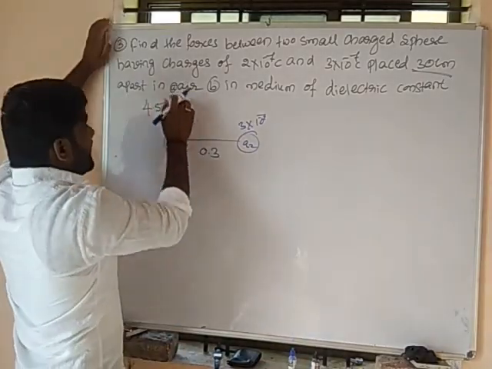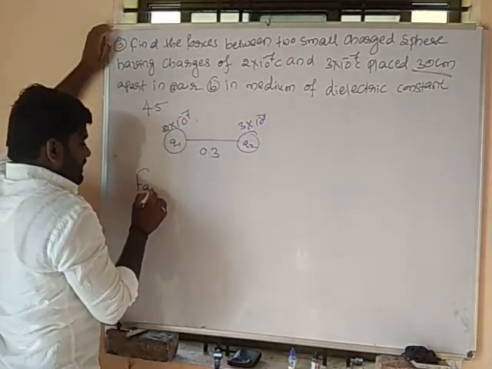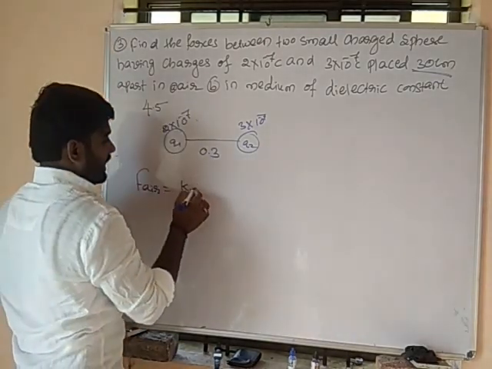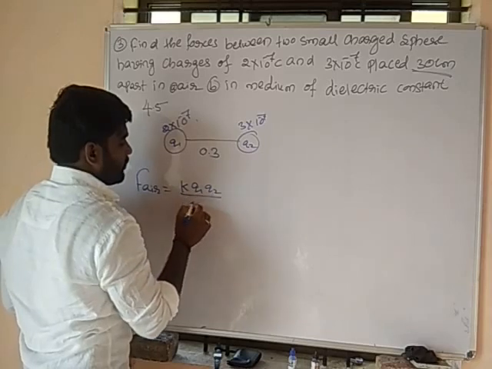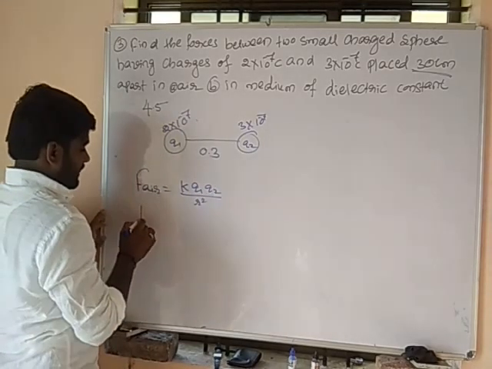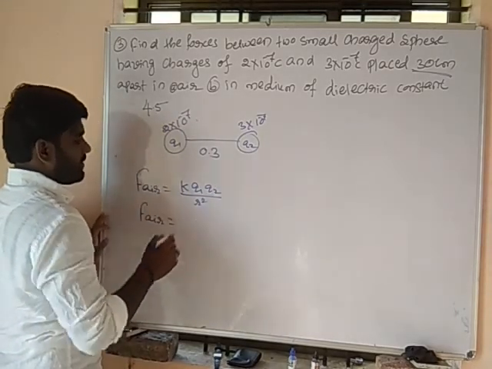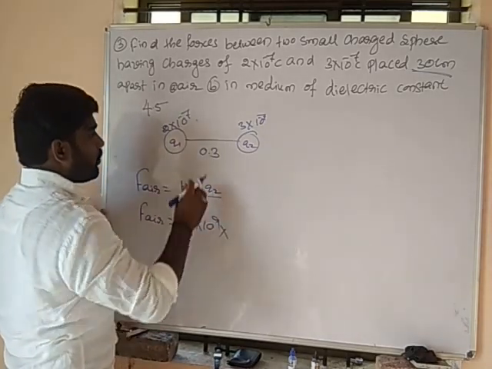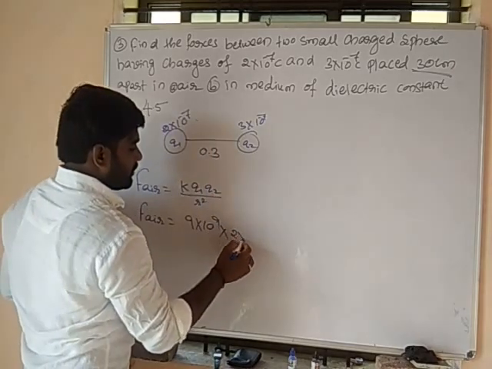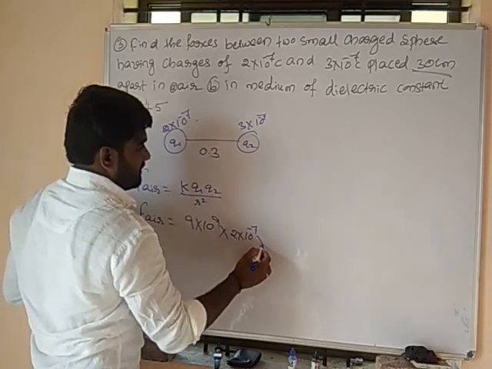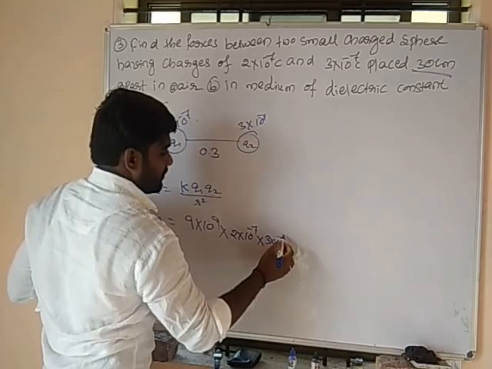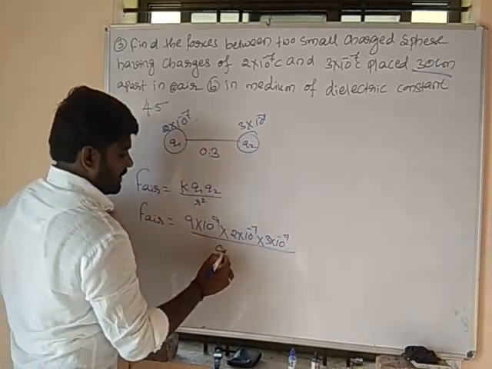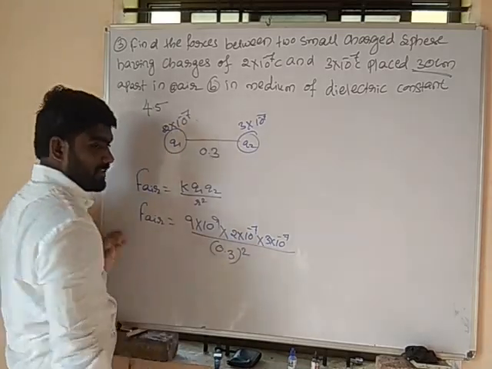So F at air I want to calculate first. This F at air is equal to K Q1 Q2 divided by R square. This F at air is equal to K. It will be 9 into 10 to the power 9 into Q1, 2 into 10 to the power minus 7 into 3 into 10 to the power minus 7 whole divided by R square. It will be 0.3 whole square.